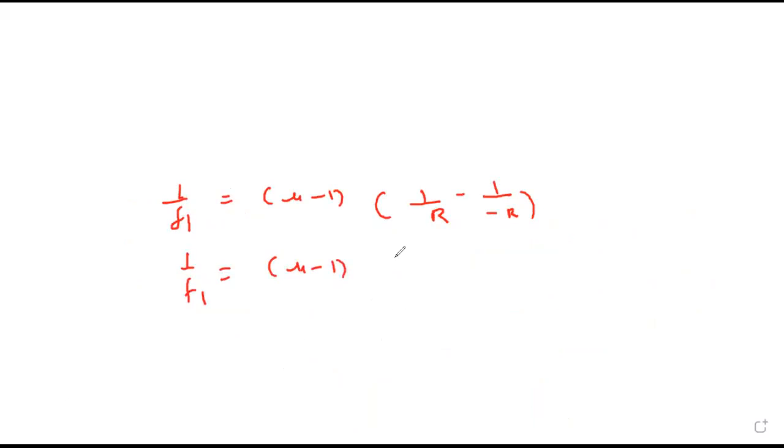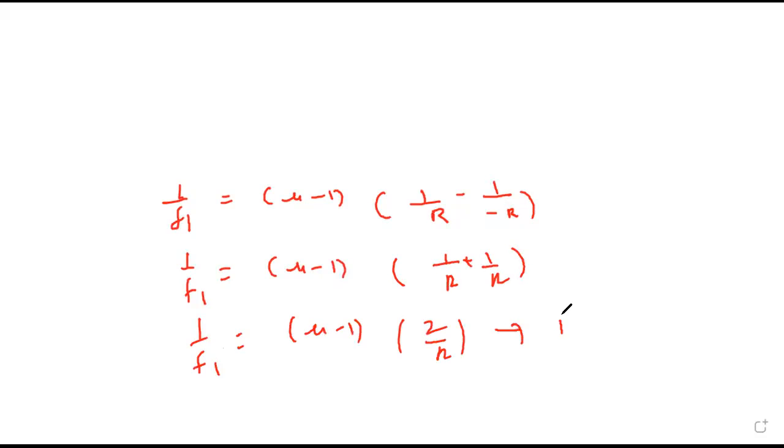So first case, 1 upon F1 will be mu minus 1 into 1 upon R minus 1 upon minus R. That will become 1 upon F1 is mu minus 1 into 1 upon R plus 1 upon R, that is mu minus 1 into 2 by R. And this is nothing but power in the first case: mu minus 1 into 2 by R.